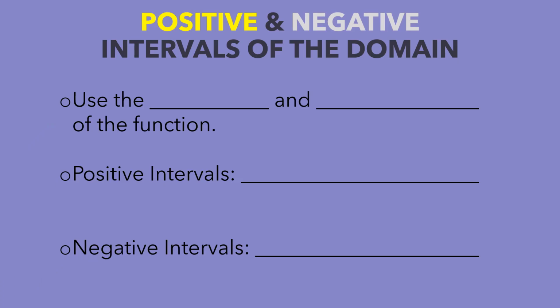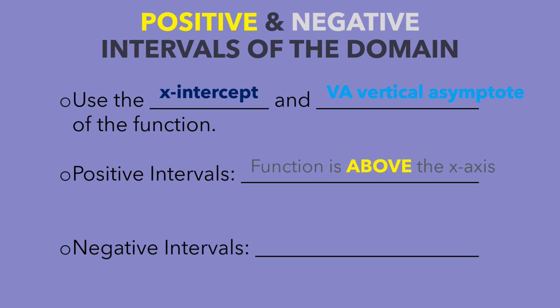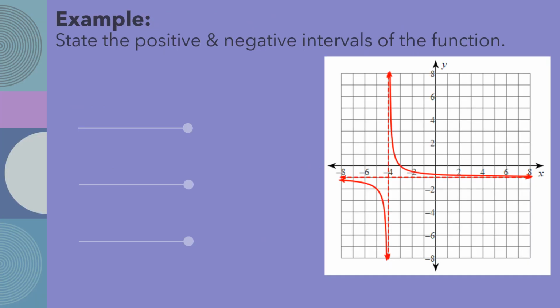So those positive and negative intervals of the domain, in order to determine them for rational functions, we need to use the x-intercept and the vertical asymptote of the function. And remember, those positive intervals are where the function is above the x-axis. So the y values, if you look at a table, wherever your x's are, your y's would be positive. And for the negative intervals, that's where the function is below the x-axis. So again, those y values of the function would be negative.